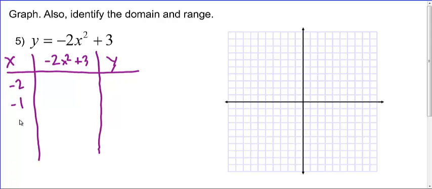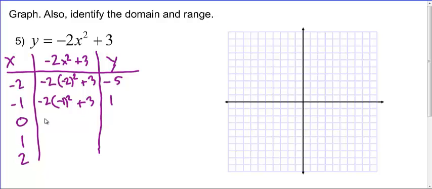-2, -1, 0, 1, and 2. So then we'll have -2 times -2 squared plus 3. All right, so this is -2 times 8. That's -8 plus 3 would give me -5. All right, -2 times -1 squared plus 3. That's -2 plus 3. That would be 1. 0 would give me 0 plus 3, so that's going to be 3.